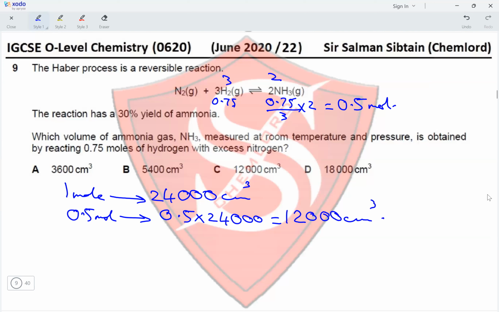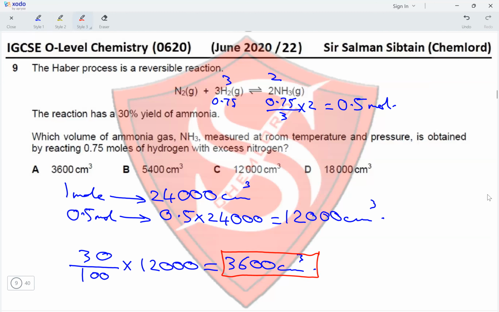But this will only be true when the reaction is 100% efficient. The question says the reaction has a 30% yield of ammonia. So 30% of 12,000 is equal to 3,600 cm³. So this makes option A the correct option for this question.